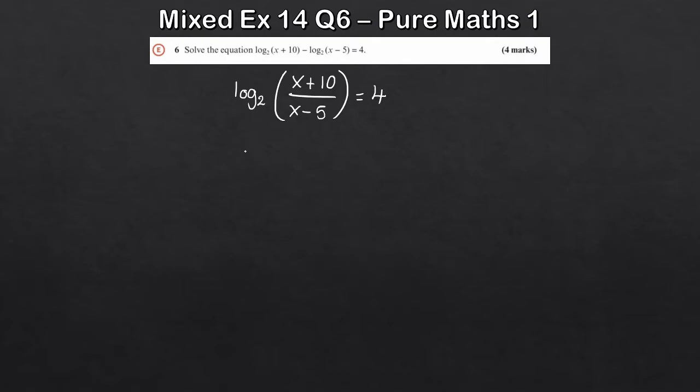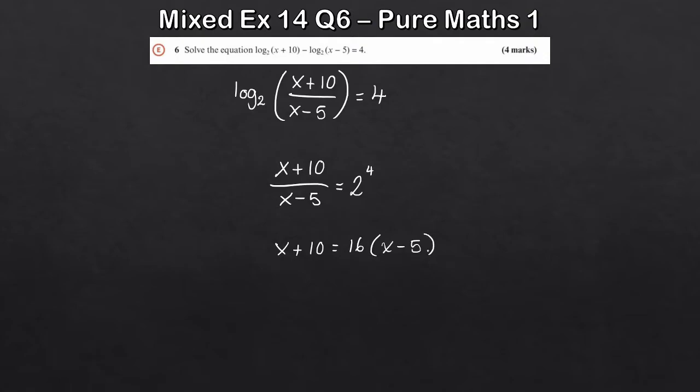Now we need to consider essentially anti-logging this. So what you're doing here is you're raising everything to this base. Well, this side will just cancel. Essentially, it's the inverse. All I get left with is x plus 10 divided by x minus 5. And then this side, we're going to raise this, but the base will be this base here. So this is essentially 2 to the power of 4, which is 16. So what I've got now is x plus 10 is equal to 16 lots of timesing this through here.